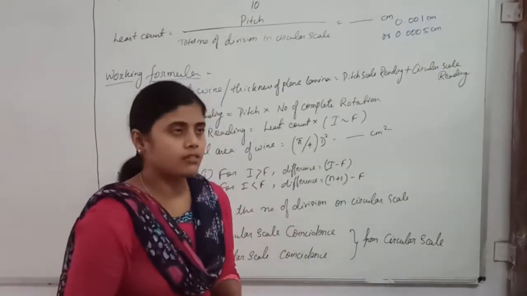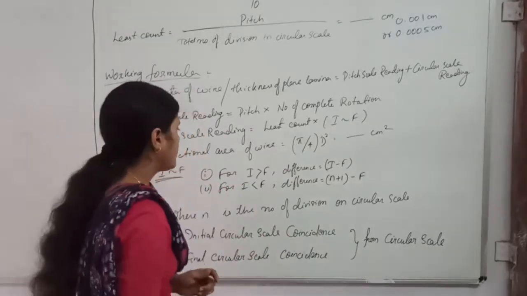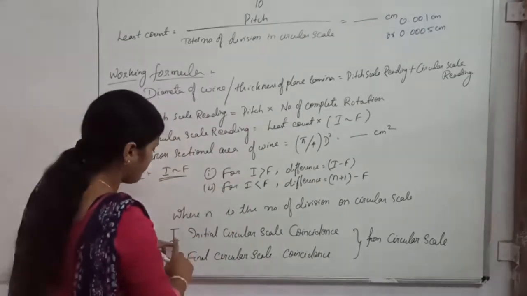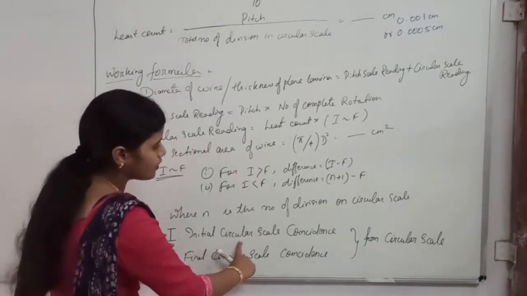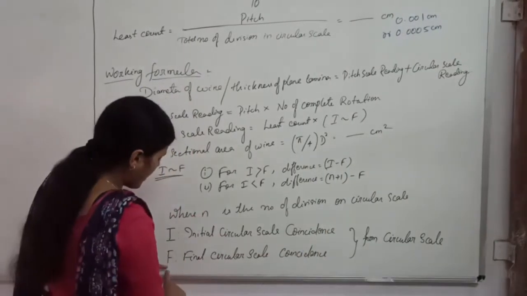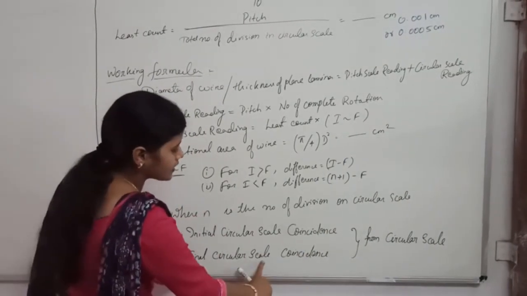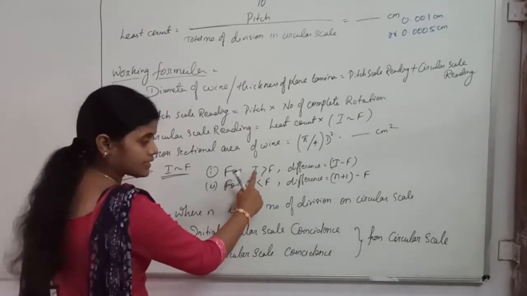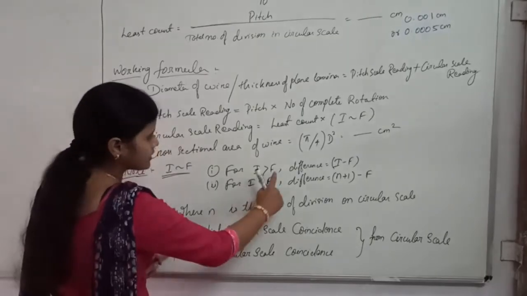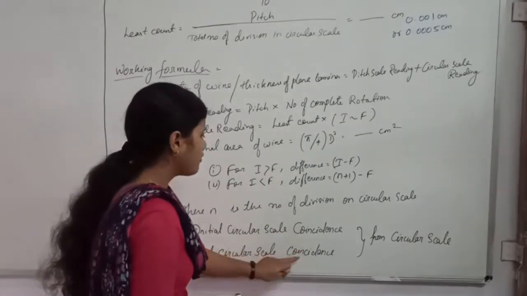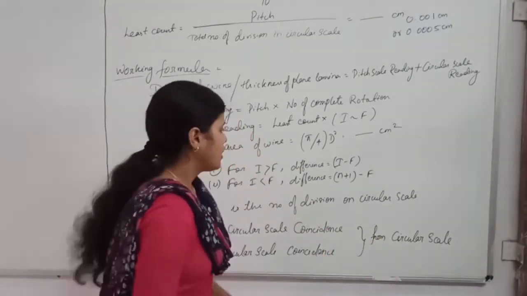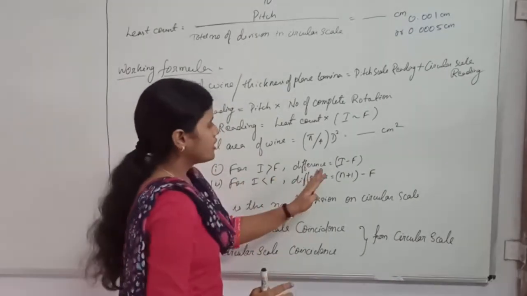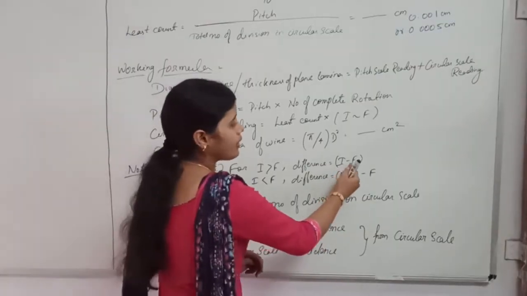What you have to do, when you measure the initial reading, let me tell you what I is first. I is the initial circular scale coincidence, and F is the final circular scale coincidence. In shortcut, I have shown this as capital I and this as capital F. Both of these will be found from the circular scale. So when your I is greater than F, you will simply subtract I minus F.